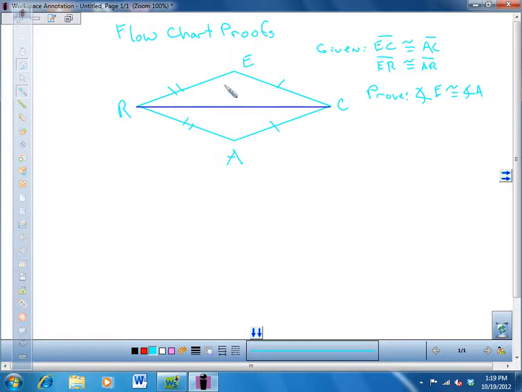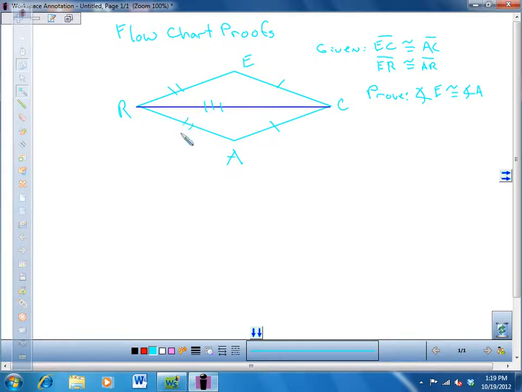Does anyone have an idea of how I could show that angle A is congruent to angle E? Yes, Allison? Side, side, side. Okay, that's how you would prove the triangles are congruent, right? Because you could show that this side is equal to itself. But once I show the triangles are congruent, what will allow me to say that angle E is congruent to angle A? That CPCTC thing, okay? Corresponding parts of congruent triangles are congruent.